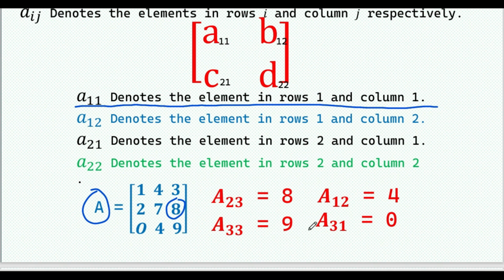Of course, you can also try the others and see whether you're actually getting the gist of this. You can also try position A33, which will of course give you 9, the third row and the third column. Okay, so when you go to A31, meaning the third row, the first column, which is of course 0. You should be able to do that by now, and if you can't, you can just pause the video and try again, or replay the video, because it's important.